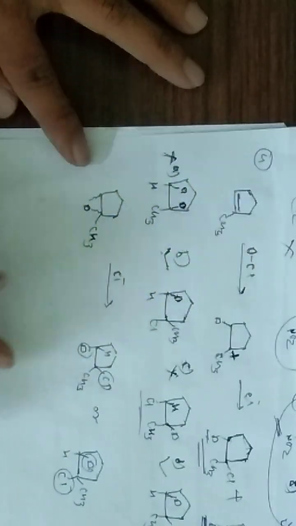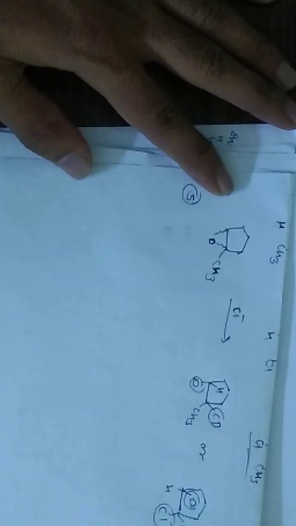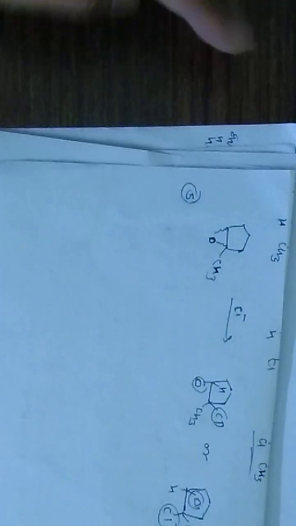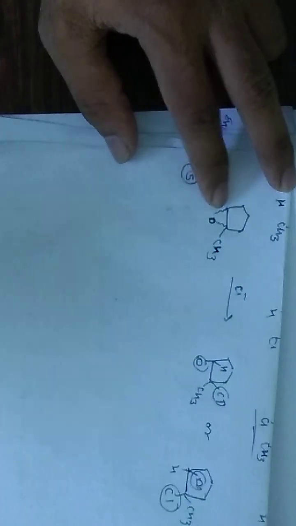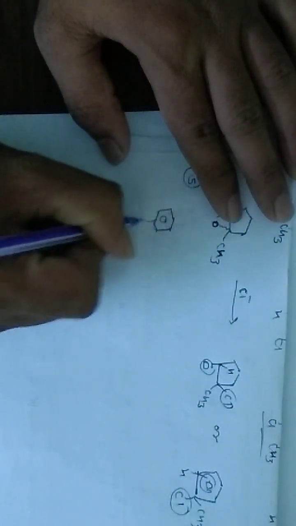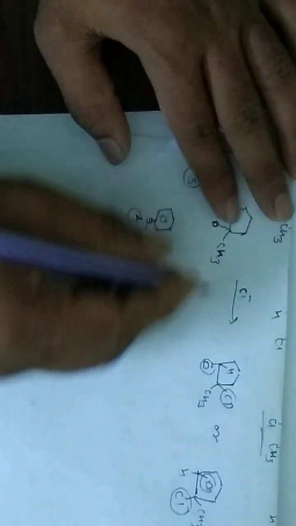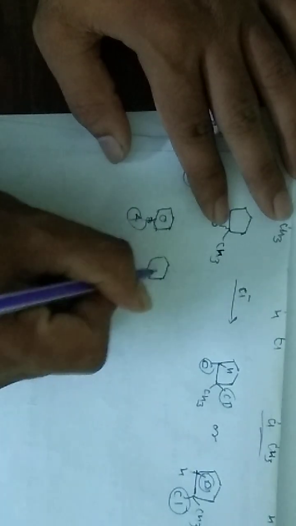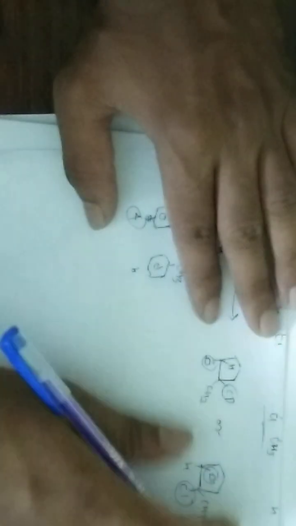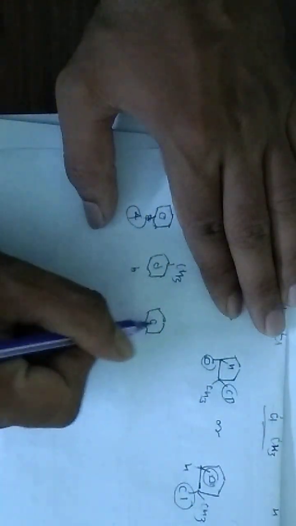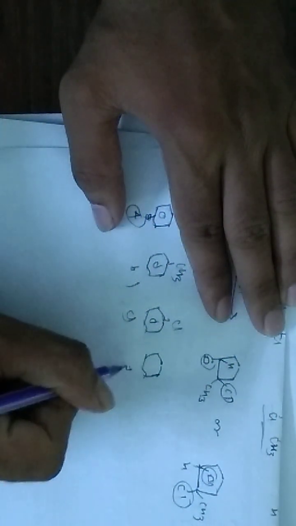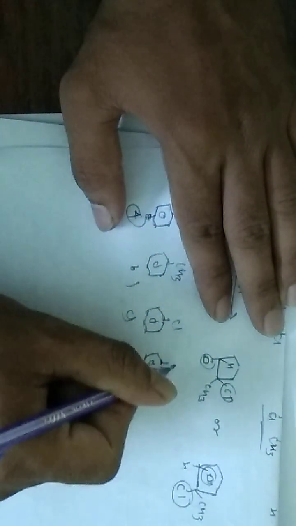So now the next question is, the correct order of reactivity in electrophilic substitution reaction of the following compounds is. Here four compounds were given. A is benzene, simply benzene. The second is toluene. C is chlorobenzene. And the last one is nitrobenzene.